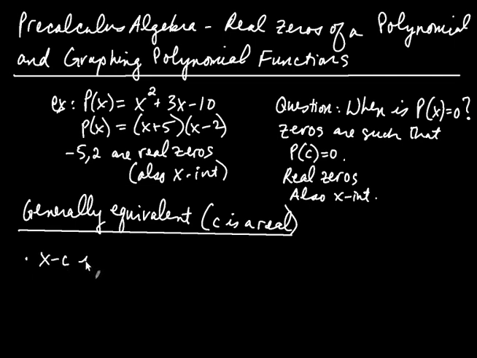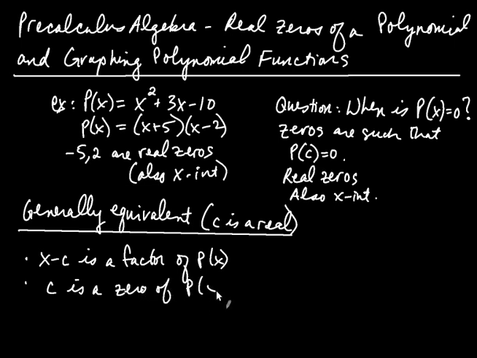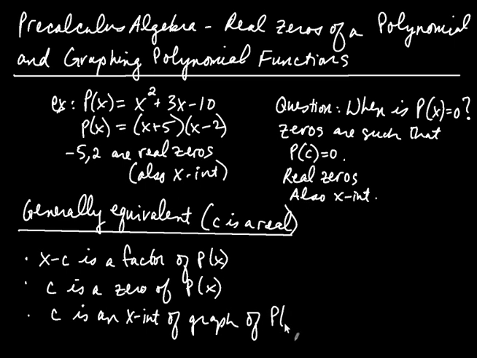X take away c is a factor of p of x. That's equivalent to c is a 0 of p of x. And that's the same thing as saying c is an x-intercept of the graph of the polynomial. Okay. All right, so we're going to use these together with end behavior to graph polynomials, and there's one other thing we need to add to the mix, and let's go ahead and do that now.